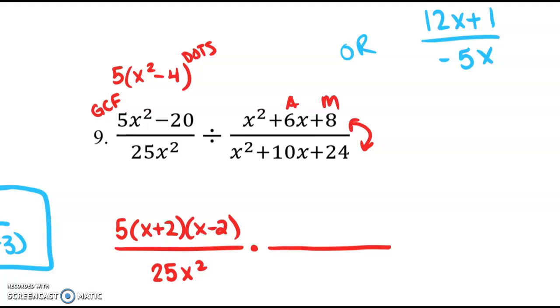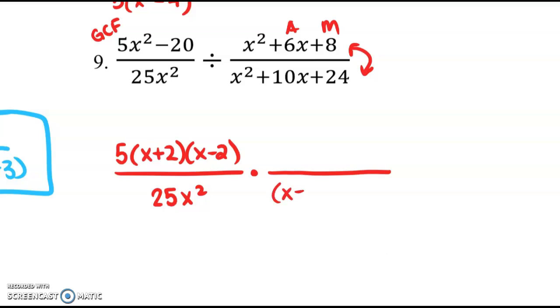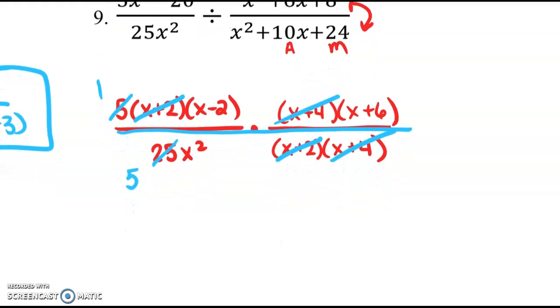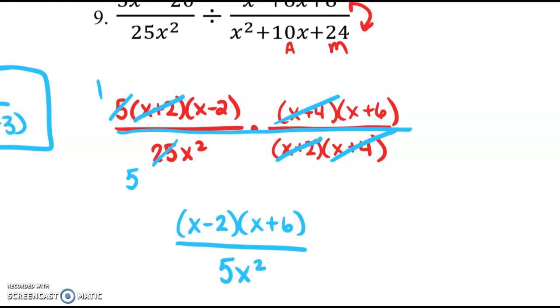So starting with the top, you're going to be 4 and 2, so x plus 2, x plus 4, but I'm going to write it at the bottom because I have to flip that fraction. And then this is another add multiply, but it's going to be written at the top, x plus 4, x plus 6. Make one big giant fraction here, and I can start simplifying. So my x plus 2's cancel, my x plus 4's cancel, and my 5 and 25 can simplify. So up top, I'm left with an x minus 2 and x plus 6. And at the bottom, I'm left with a 5x squared.